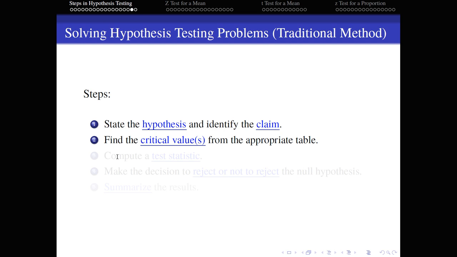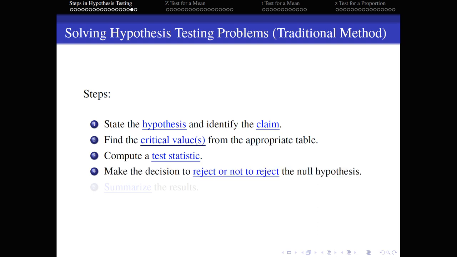Then we find the critical value. If this is a z problem, we use the z table. If this is a t problem, we use the t table, and we find the critical values that we're going to be using to test our hypotheses. We're going to compute the test statistic, and we'll talk about what the test statistics for each of these are in a bit. We haven't talked about any of these yet.